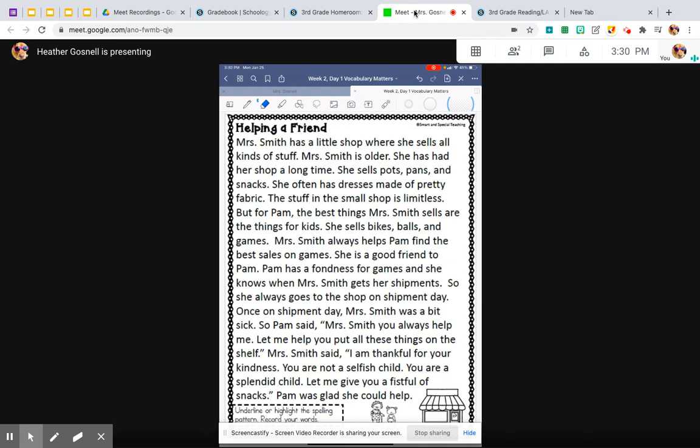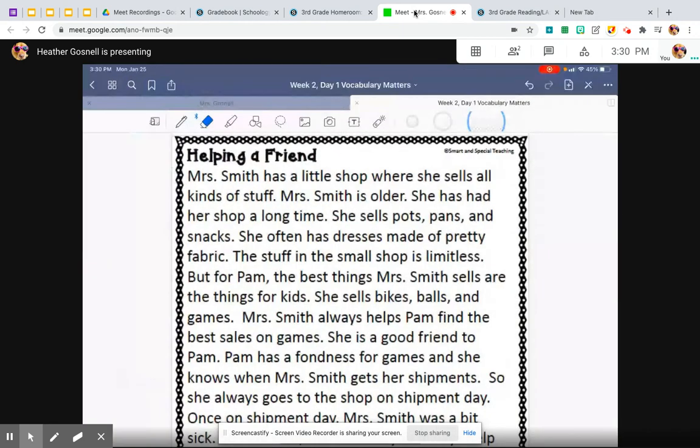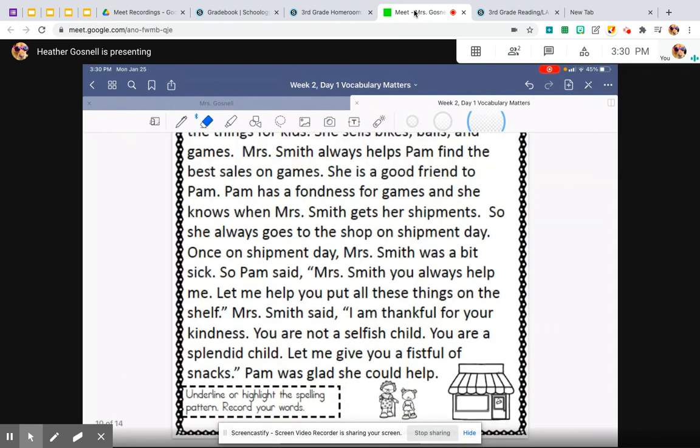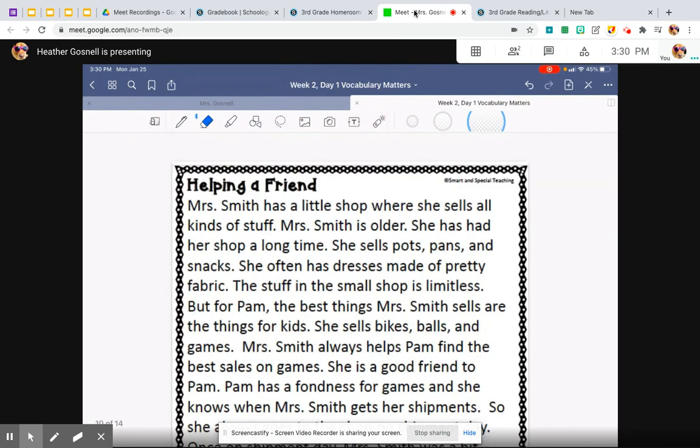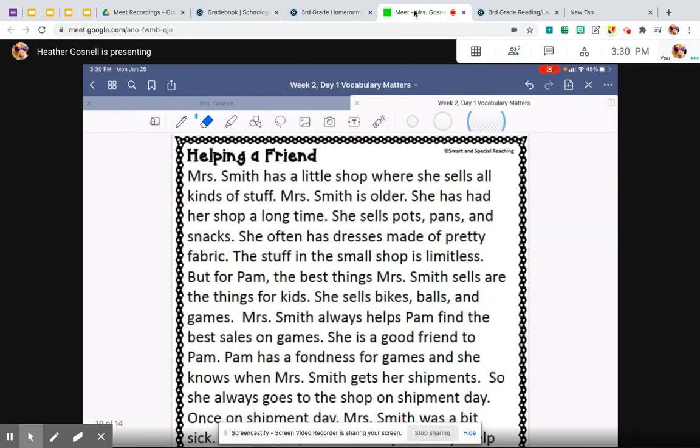Now, this is a story called Helping a Friend. And we're going to take a look at this story, and we're going to do a suffix hunt. We're going to see how many suffixes we can find. We're going to read the story first, and then we're going to find all of the suffixes. Let's get started. Helping a Friend. And as I read, so you can follow along easily, I'm going to highlight as I read.